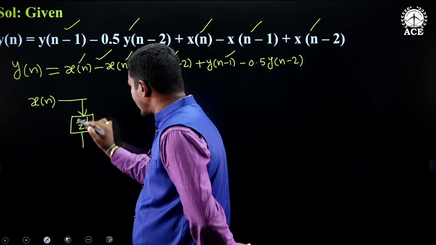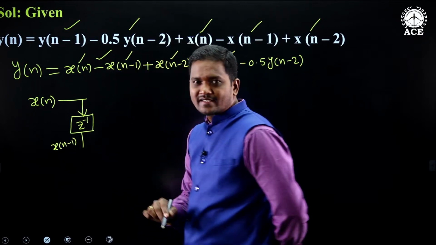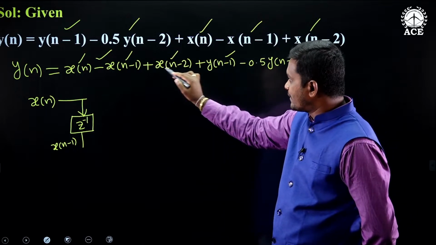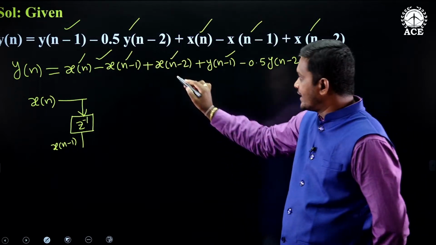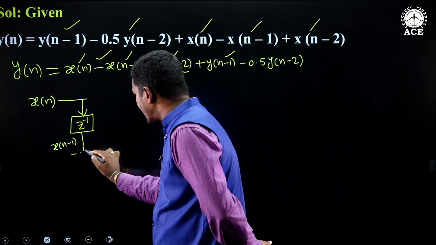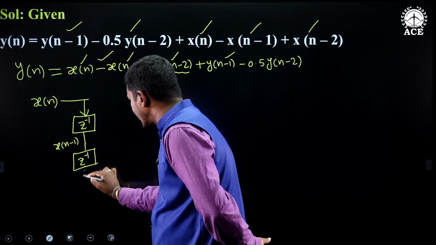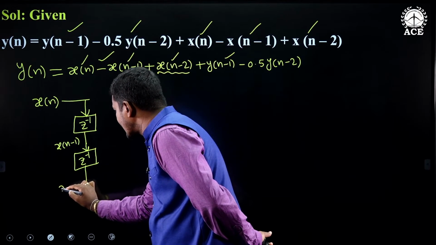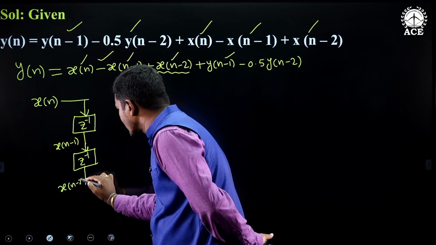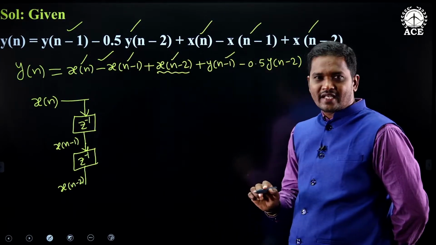Arrows are important. What is the output of this? x of n minus 1. Okay, x of n minus 1 we got. Another element we need, x of n minus 2 is also there. So we need one more delay element. What is the output of this? x of n minus 2. Enough, x terms are over: x of n minus 1, x of n minus 2.